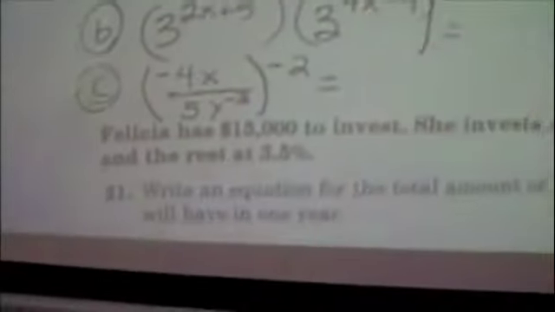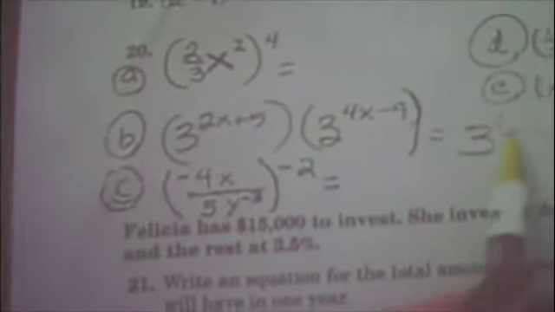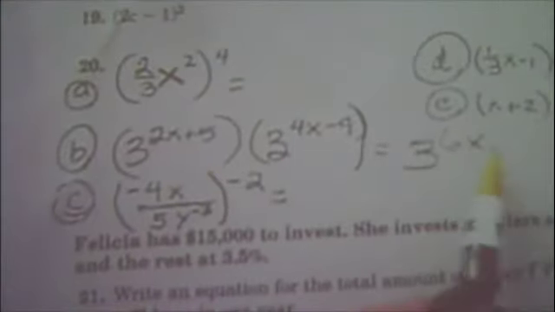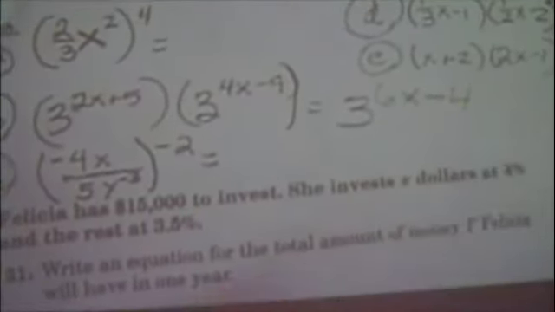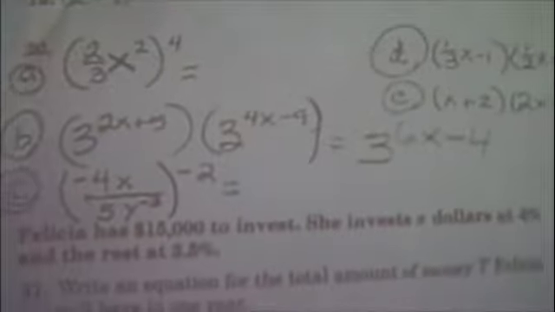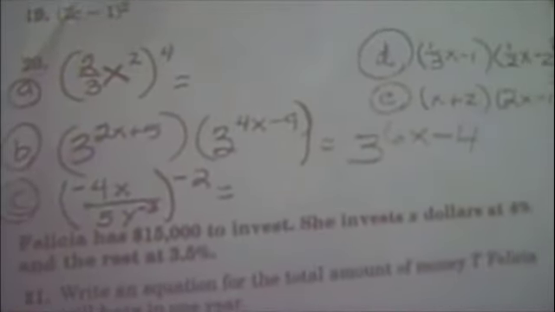Now, very quickly down here, you've got some more multiplying. I caution you, a problem like this one, the only base is 3. Bring it over and add your powers. 2x plus 4x is 6x. Positive 5 minus 9 minus 4. We have done several of these solving problems. You'll find one on your test tomorrow.